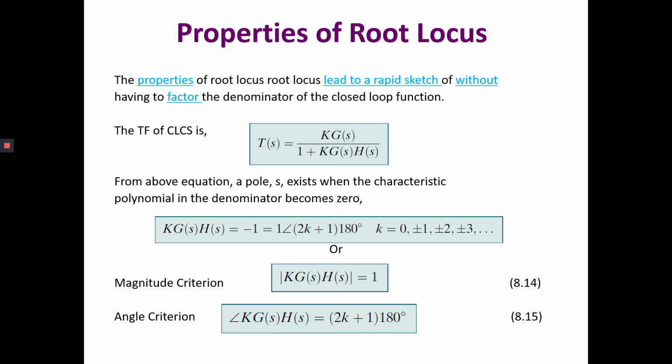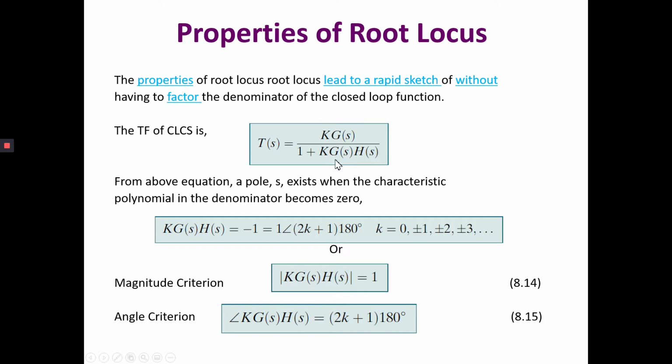Okay, the next one is the properties of root locus. In this part, the properties of root locus lead to a rapid sketch without having to factor the denominator of the closed loop transfer function. Given the transfer function of the closed loop control system, where the equation is KG over 1 plus KGH, G is the forward path transfer function, while H is the feedback path transfer function.